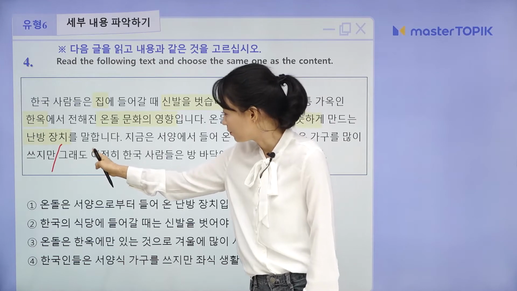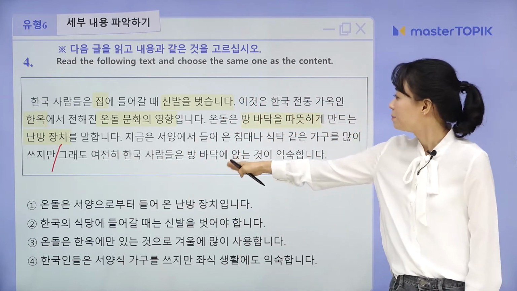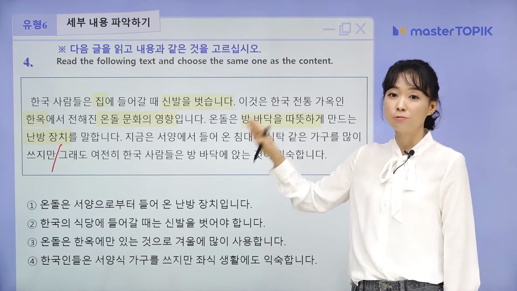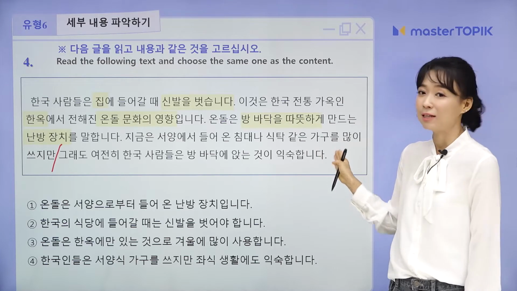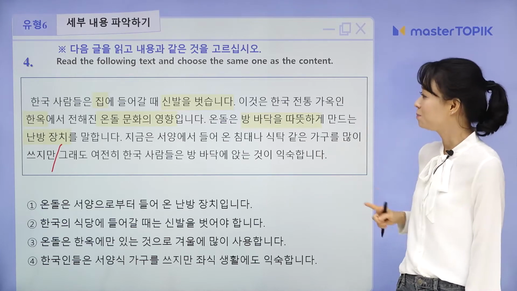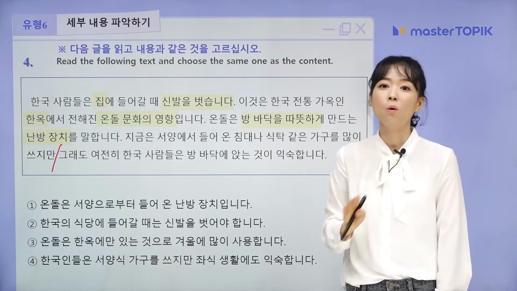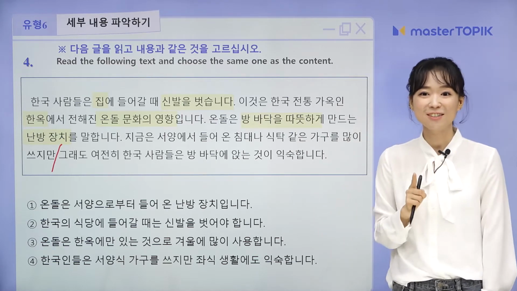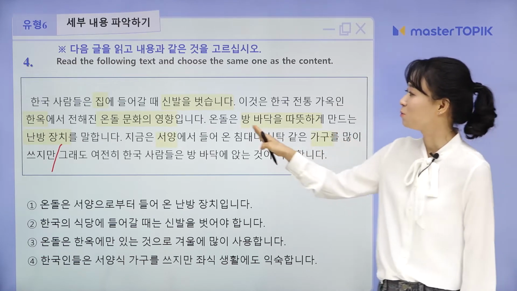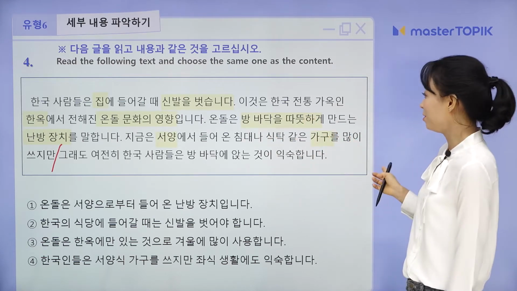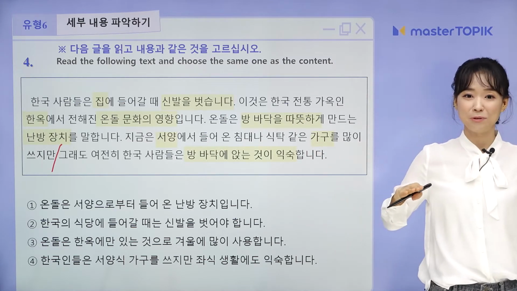그래도, however, 여전히, still, 한국 사람들은, Korean people, 방바닥에, to the room floor, 앉는 것이, sit down, 익숙합니다, be familiar with. So, but still Korean people are familiar with sitting on the floor. Then, what is the keyword? Yes, they use the furniture from the West a lot. However, Korean people are familiar with sitting on the room floor.